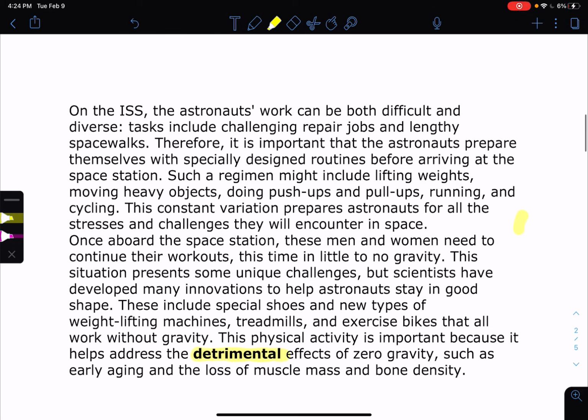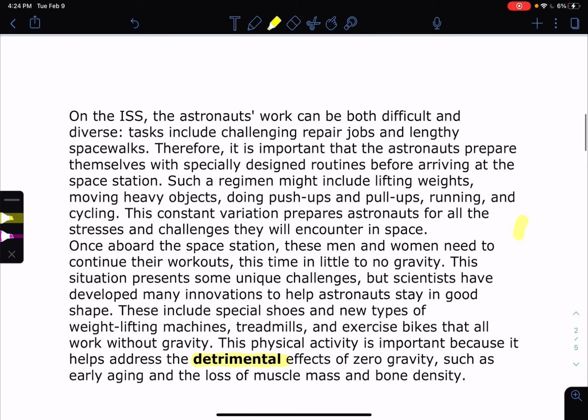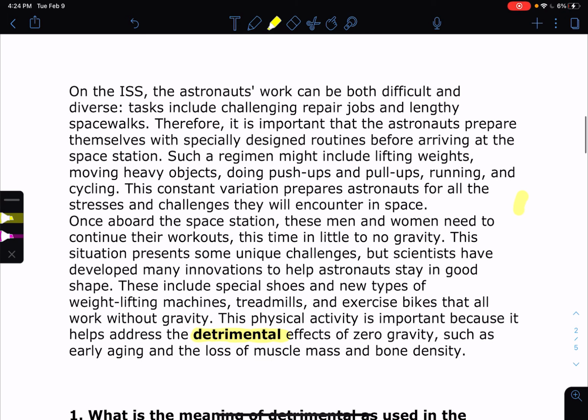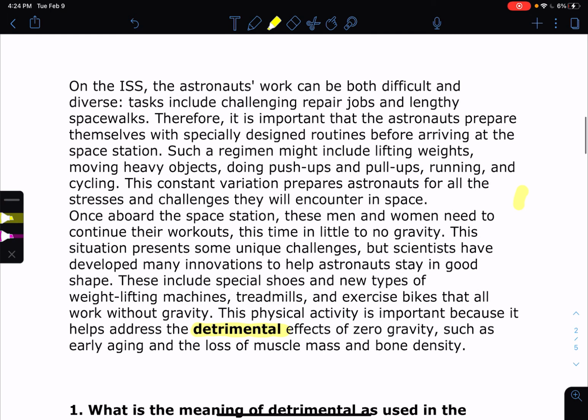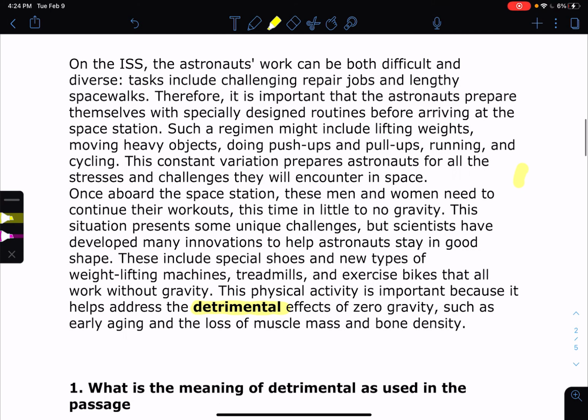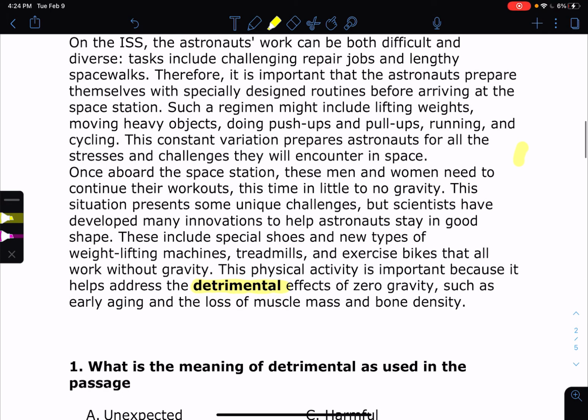On the ISS, the astronauts' work can be both difficult and diverse. Tasks include challenging repair jobs and lengthy spacewalks. So it sounds like it's a pretty hard job to do. Therefore, it is important that the astronauts prepare themselves with specially designed routines before arriving at the space station.